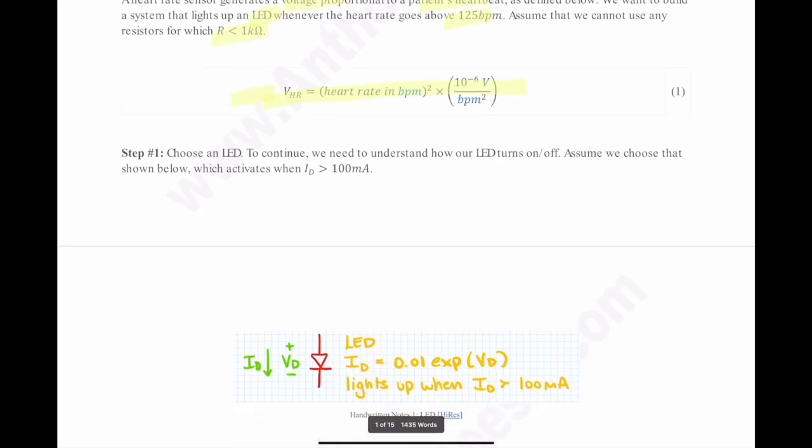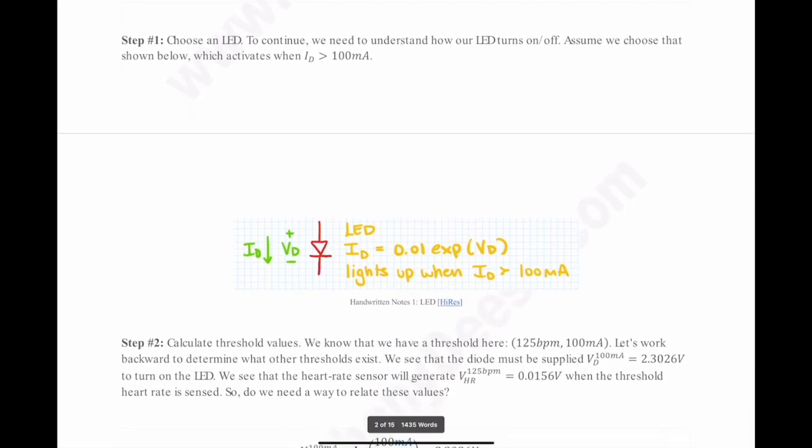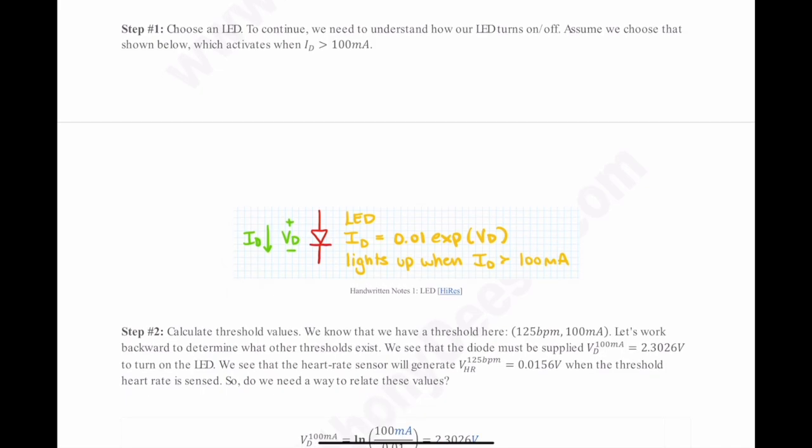Next, we want to choose an LED to use. Again, I want to emphasize, let's not focus too much on the theory here. Just take it all in, and again, I think there's a lot we can take away from this. So, to continue, we need to understand how an LED turns on and off, and we are going to talk about this in more detail later. Assume that we choose the LED that's shown below, right here. And it activates when the current through it is greater than 100 milliamps.